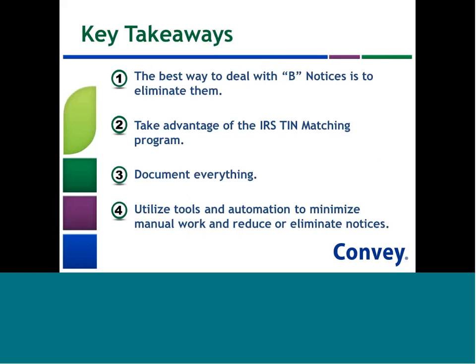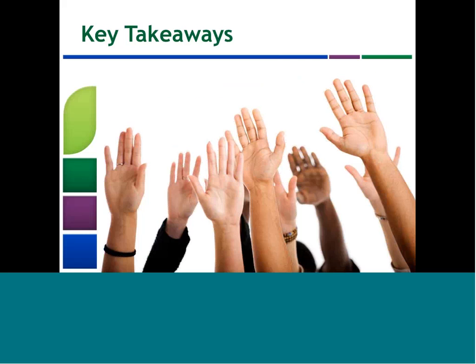So from a key takeaways perspective, the best way to deal with B notices first and foremost is to eliminate them. And you eliminate them by putting good identity management practices in play. Secondly, you're going to want to take advantage of the IRS TIN matching program, either through the technology provider you're using for your 1099 reporting or signing up your organization. As a reminder, if you sign up your organization, you're going to need to get officer of the company and the earlier information as explained. You're going to need to document everything and be sure you utilize tools that automate and minimize the manual work and reduce or eliminate notices to begin with.